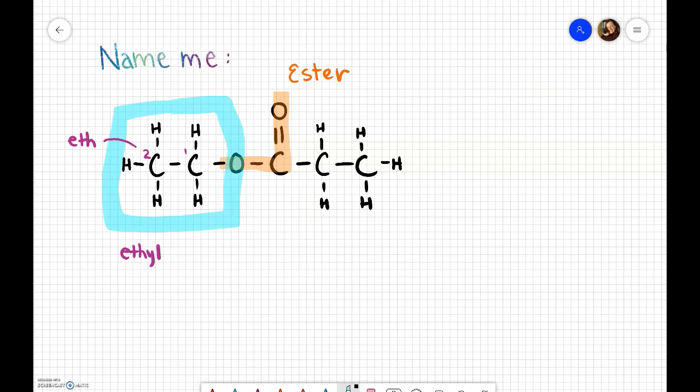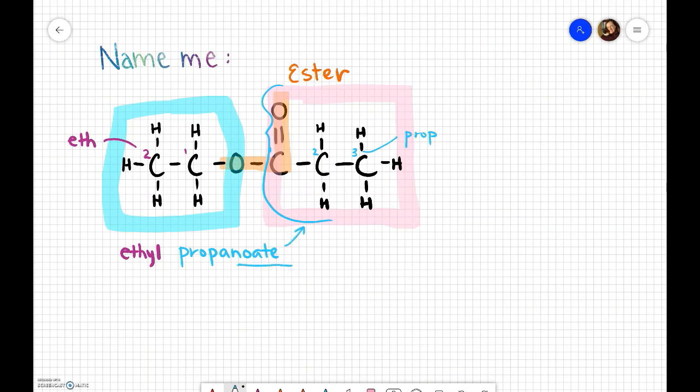And then I have the other section of this, which includes this carbon here that has the carbonyl group with it. And I have to count that number of carbons. I have 1, 2, 3. I know the prefix for 3 is prop. So it's propanoate. Because the part that has that double bonded O with it gets the suffix of -ate. And that is my ester.